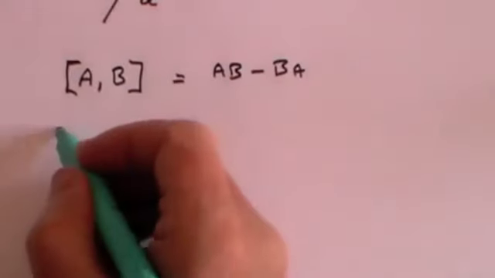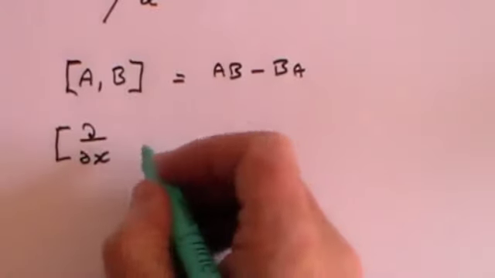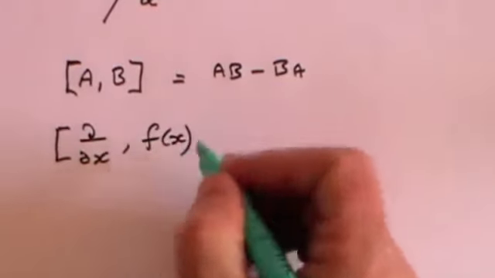But the point about commutators is they don't always equal 0. And I'm particularly going to look at one, which is the commutator of d by dx and some function of x.